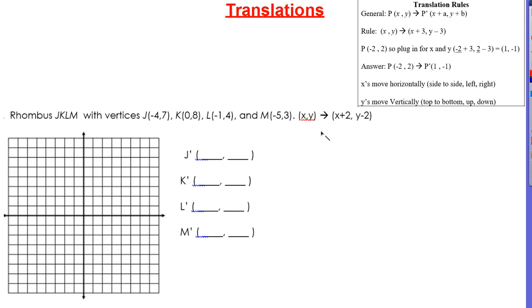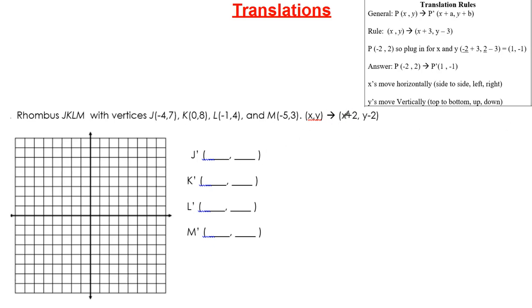So this one, I have it just written in a different notation. I just give you the straight x plus 2, y minus 2. So I'm just going to go ahead and fill out those coordinates first. So we have -4 plus 2 is -2, and then -7 minus 2. So we have 2, and then we got 6, then we got 1, and 4 minus 2 is 2, and then lastly, -5 plus 2 is -3, and then 3 minus 2 is equal to 1.